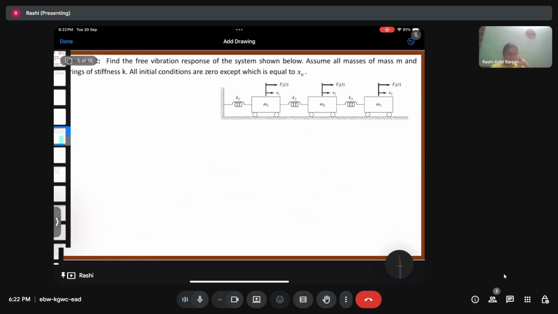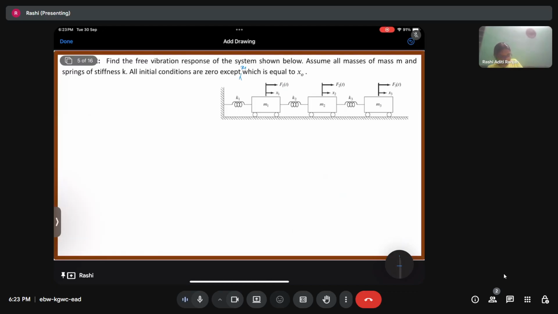Anyways, coming on to question number 2. Find the free vibration response of the system shown below. Assume all masses of mass m and springs of stiffness k. All initial conditions are 0 except here it should be x1, which is equal to x0. Okay, so we have this system.